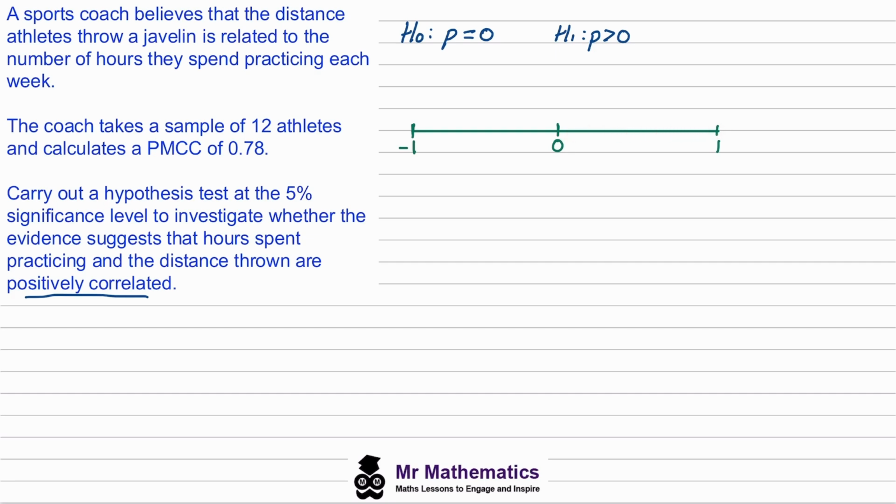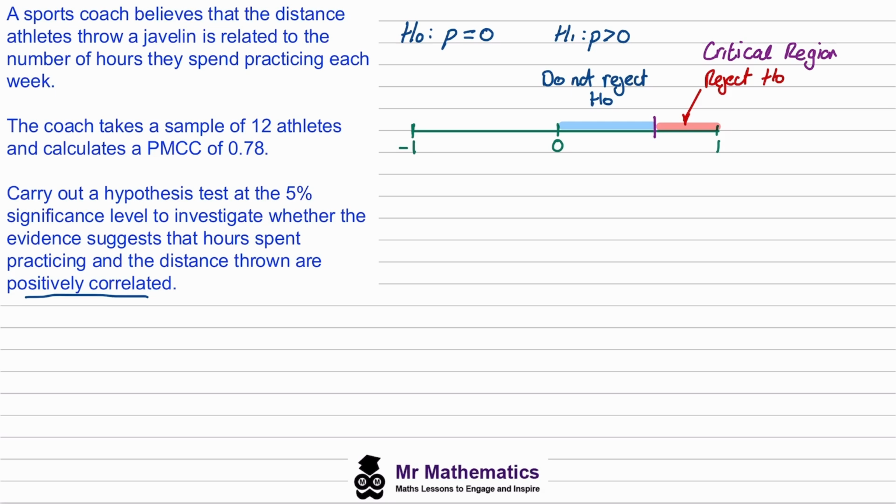So we need to identify the critical region. This is the region where we reject H0. So if our test statistic, this PMCC value, falls inside this region, then we reject H0 and we accept the alternative hypothesis. But if we fall to the left of this, then we do not reject H0. So the question is, what is the critical value that separates the 2 regions?